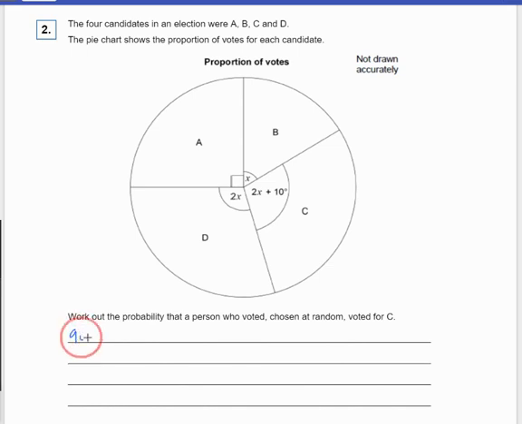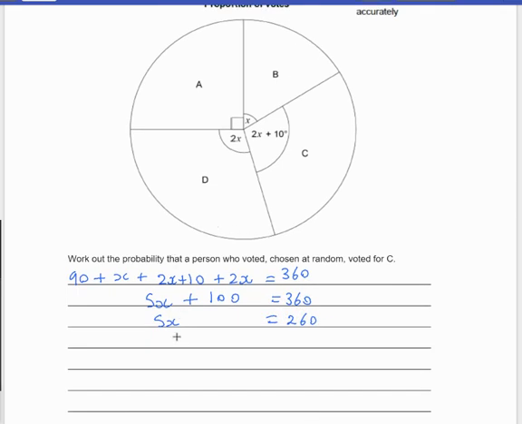So I've got 90 plus x plus 2x plus 10, just going around the pie chart, plus 2x, all of the angles added, which equals 360. If I add up all the x's, I get 5x, and the numbers are 100, so 5x plus 100 is equal to 360. Then, taking away 100 from both sides, I get 5x is equal to 260. And then dividing both sides by 5, I get that x is equal to 52.